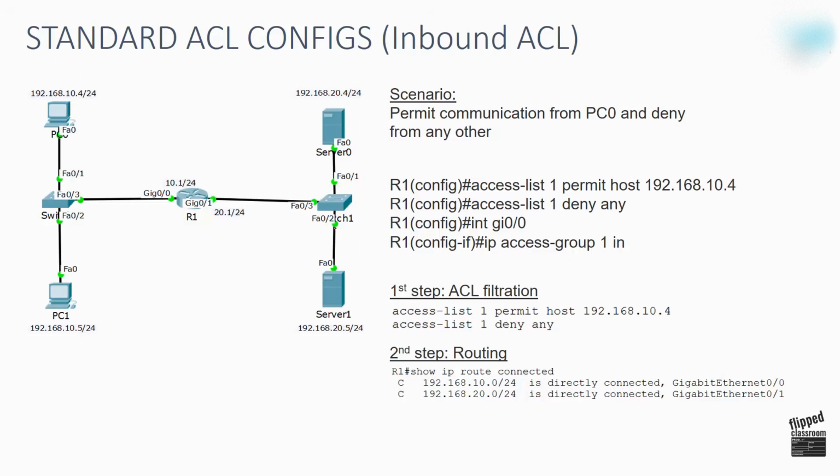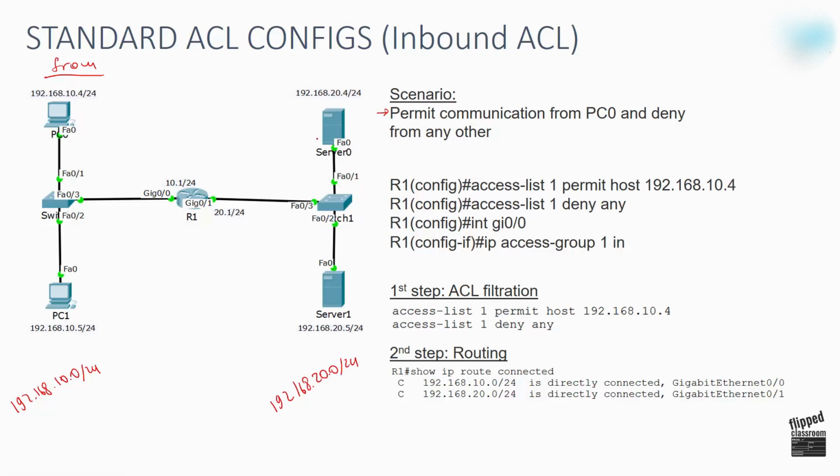And here we have the scenario. In our scenario, we have to permit communication from PC0 and deny communication from any other devices, so that we'll make filtration from this network. Well, we have in our topology router 1, which is connecting to two networks. So let me write here, network addresses are going to be 192.168.10.0 with prefix 24. And here we have a network address like 20.0 with prefix 24.